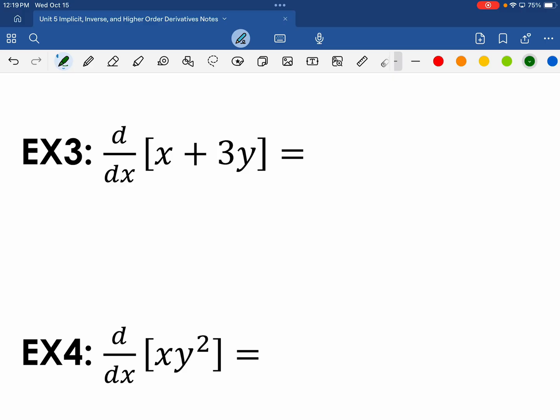Okay, so let's talk about where we have x's and y's. So we're differentiating in terms of x. So what's the derivative of x? 1. And it's an x term, so it's just 1. We don't have to do anything special with it. What's the derivative of 3y? 3. And then because it's a y term, we're going to multiply by dy dx.